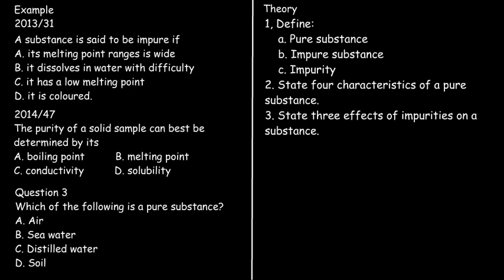We have some examples we'll be using to revise this topic. The very first question says that a pure substance is said to be impure if: A. Its melting point range is wide. B. It dissolves in water with difficulty. C. It has a low melting point. And D. It is colored. A substance is said to be impure if its melting point range is wide. That's our melting point test.